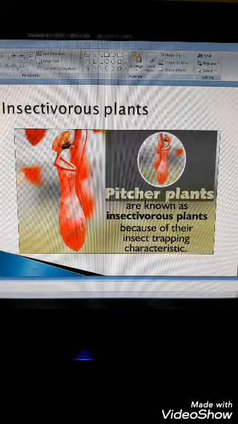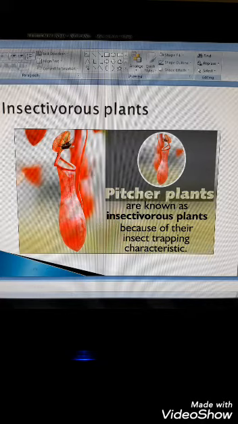The most common example is the pitcher plant. The picture which is on screen is of the pitcher plant. In pitcher plant, what happens? The leaf lamina is modified to form a pitcher-like structure. The apex of the leaf is modified into a lid which can open and close the mouth of the pitcher. As you can see in the figure, a housefly is stuck onto the lid. Okay, so this lid can be opened and closed.